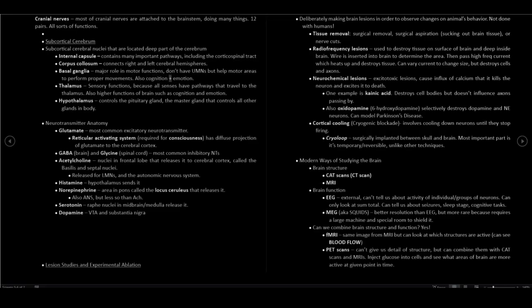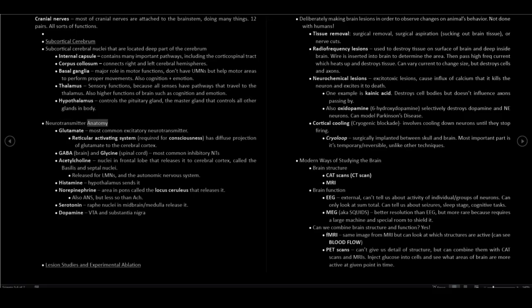Also cognition plus emotion. Thalamus: sensory functions, because all senses have pathways that travel to the thalamus. Also higher functions of the brain such as cognition and emotion. Hypothalamus controls the pituitary gland, the master gland that controls all other glands in the body.